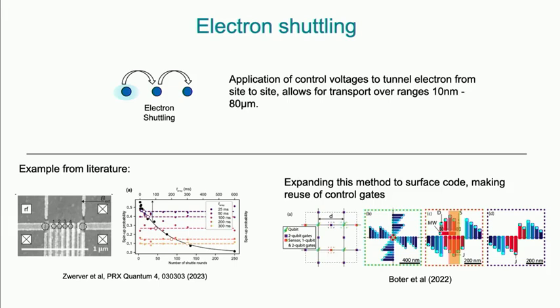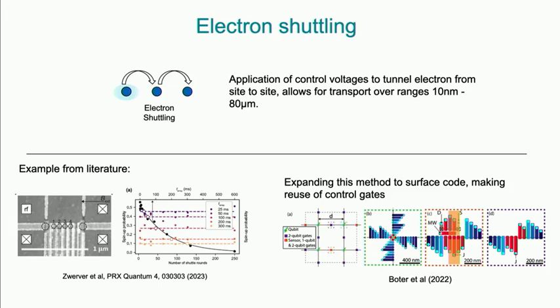So the first of those is electron shuttling, and here what you're doing is that you've got several locations, several quantum dots, and you can imagine applying voltages to tunnel your electron from site to site and physically move your electron around in order to get longer range couplings between your qubits. So you could imagine doing this over the scale of tens of micrometers.